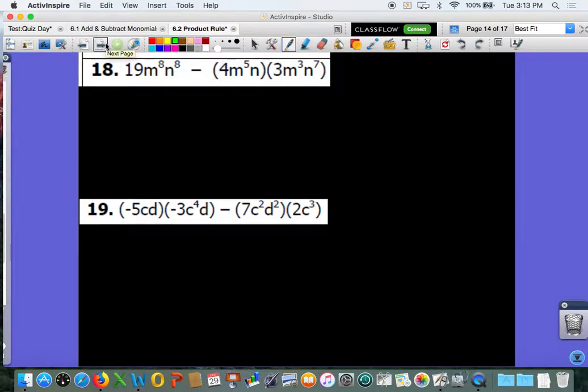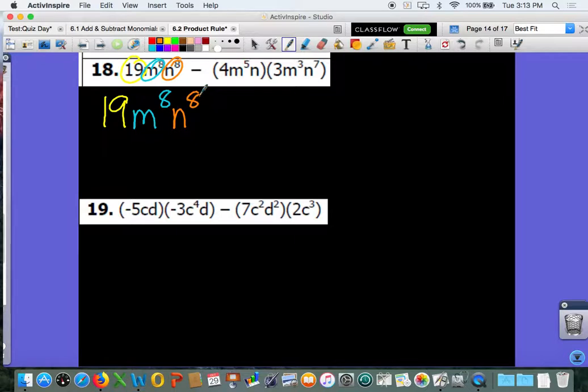Oh, it looks like we got 2 on here. So you know what? We can go ahead and do these 2. I'm going to bring 19 down. Actually, there's nothing on this section over here, so I'm going to go ahead and bring everything down. I've got 19 m to the 8 and n to the 8.